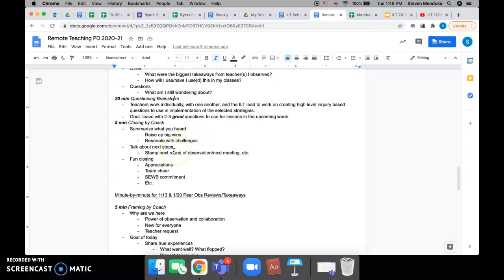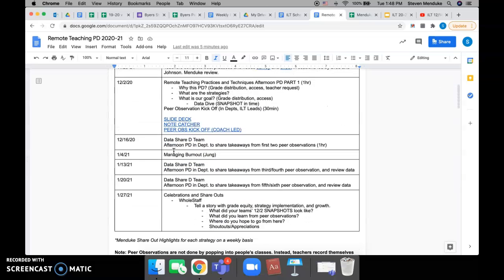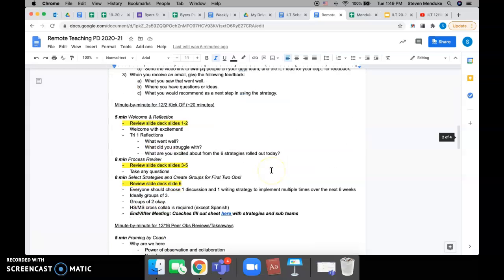Talk about the next round of observations, which means that by 1:13, we should have our 3rd and 4th peer observations done. So that means they have the rest of next week, which is just really a handful of days. But then when we come back, they'll have some time to get those next 2 peer observations done.